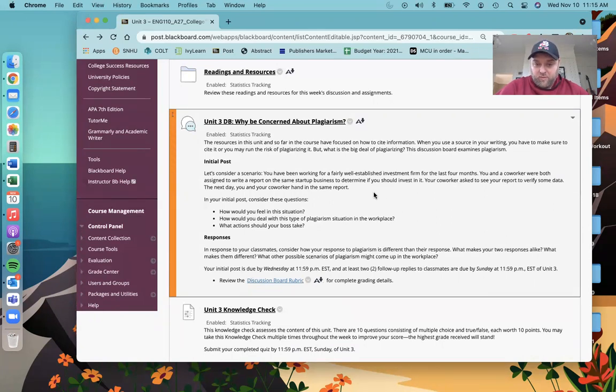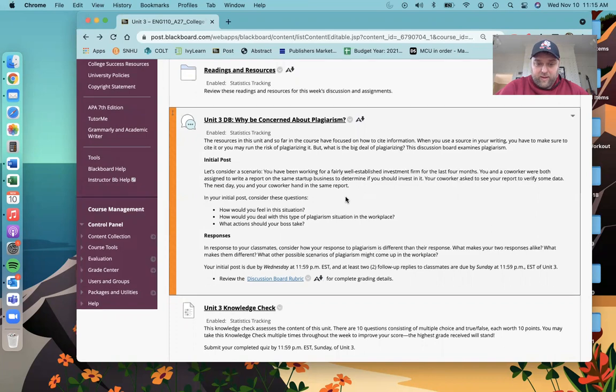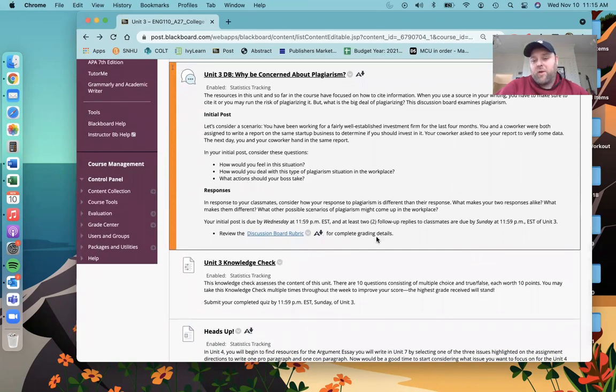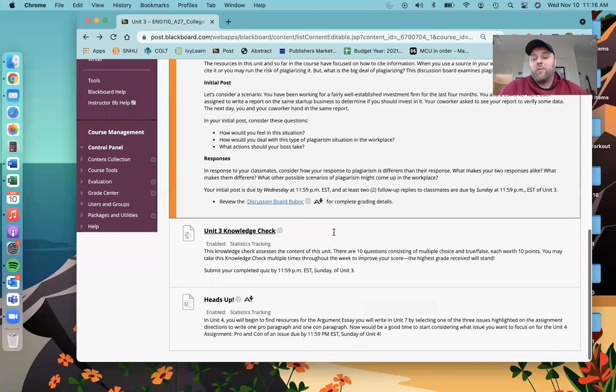So you should consider these questions. How would you feel? How would you deal with this type of plagiarism situation? And what action should your boss take? All right. And then in your response, you're going to consider how your response to plagiarism is different than your two peers. You need to make sure that you're responding to those two peers. Okay. A lot of you are getting docked points because you're only posting the initial post and you're not engaging with your classmates. So be sure to come back and do that.